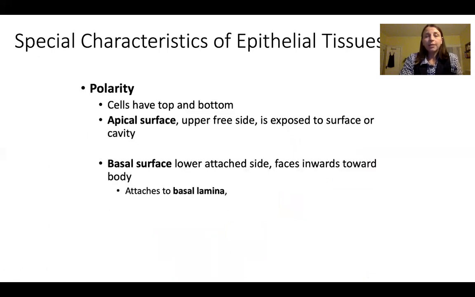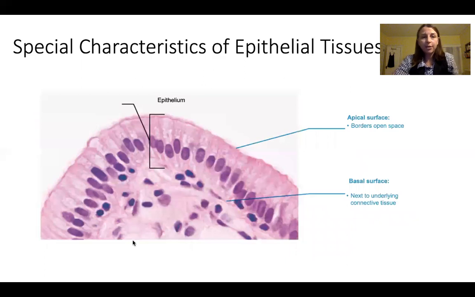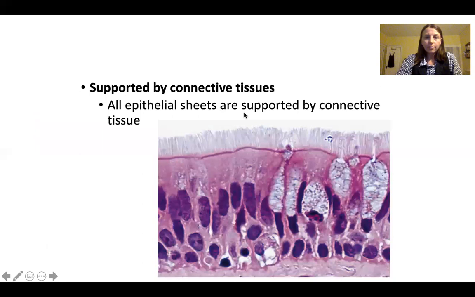It's called a basal lamina, and here it is in microscopic form. So here's the tissue. This is the apical surface exposed, and then the basal surface is tacked down. Here we just have it saying that it borders an open space, and then here we have it saying it's next to connective tissue. I just think that this does a good job of showing the connective tissue clearly. So let me show you that again.